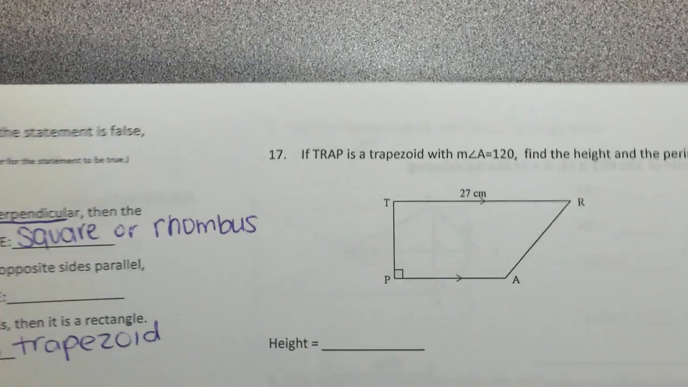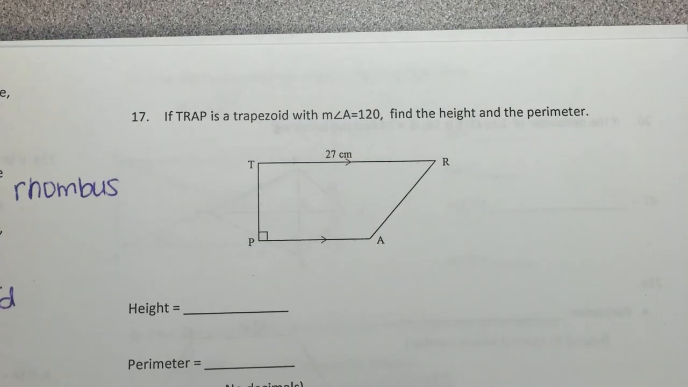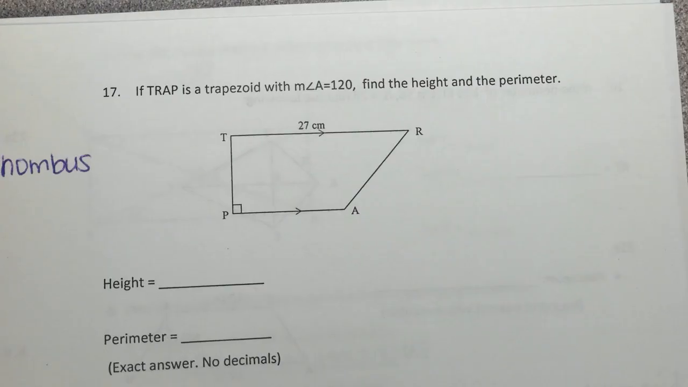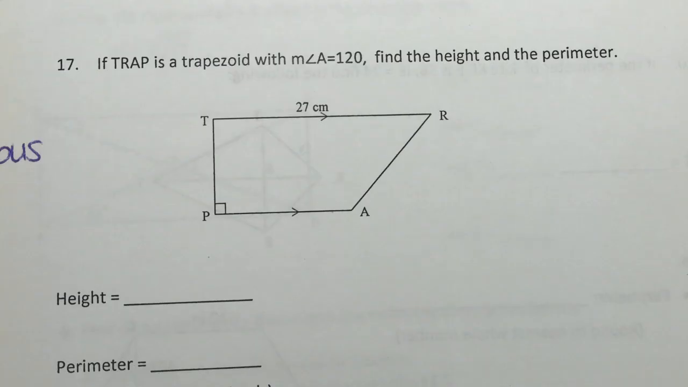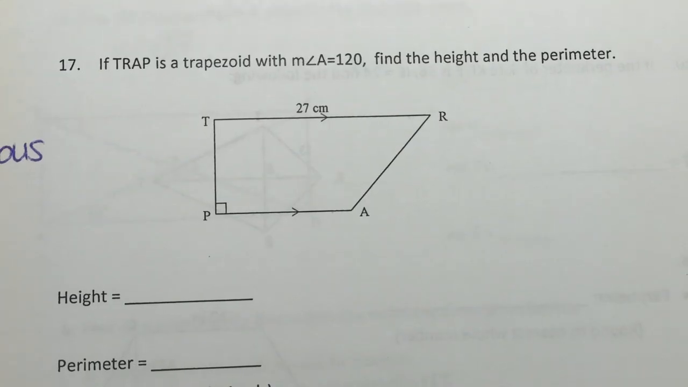We're not going to do that together. Number 17, there's actually not enough information. I don't know what happened. When we printed this, it did not print everything.